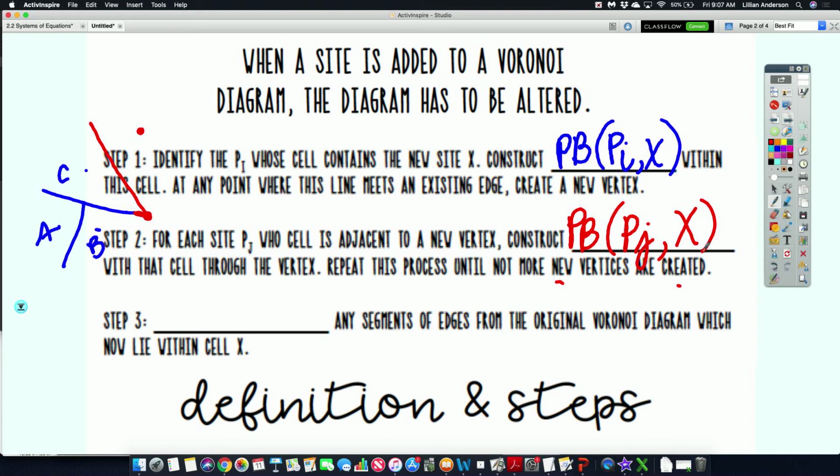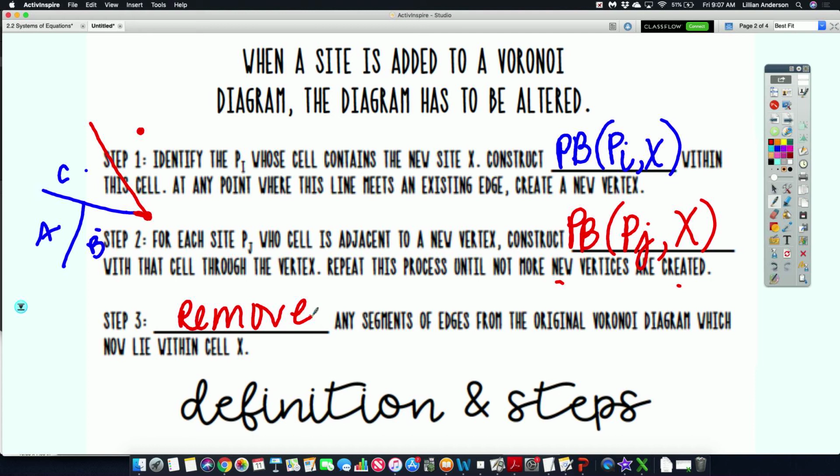Once you've gotten to the point where you constructed your perpendicular bisector and it doesn't intersect any more sides, then what you do is you remove any segments of the edges from the original Voronoi diagram, which now lie within the new cell of the site that we've added in. That's why I said if you have a highlighter, go ahead and pull that out, because when we construct this new Voronoi, we need to see exactly what that diagram looks like. Okay?